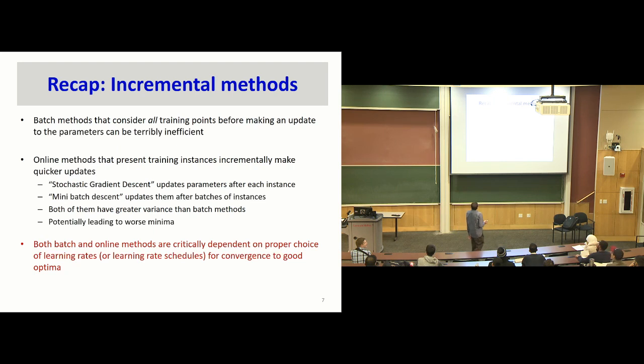Then we saw incremental methods, where instead of considering all of the training instances at once, you consider the training instances individually or in mini batches after randomization. We saw that randomization was important. Stochastic gradient descent updates parameters after each instance. Mini batch descent updates them after batches of instances.